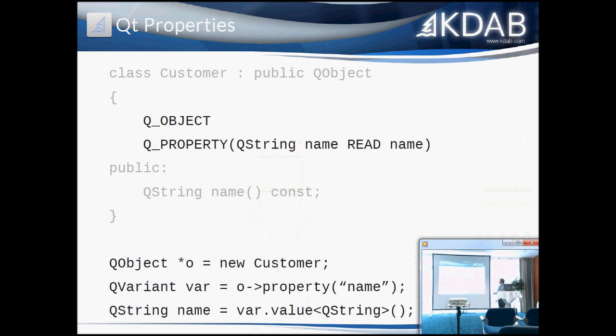So you can see probably that if this was in a different translation unit, this stuff would be in a language binding file. So this only needs to know about the QObject API. My language binding doesn't need to know about the customer class.